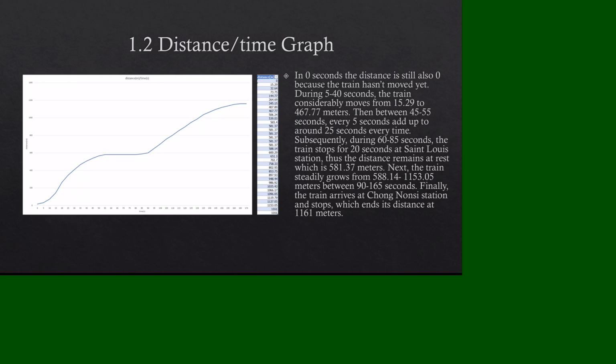Next, the train steadily grows from around 588 to 1,155 meters between 90 to 165 seconds. And finally, the train arrived at Chongqing Station and stopped, which ends its destination at 1,161 meters.